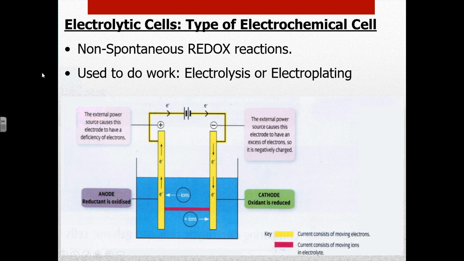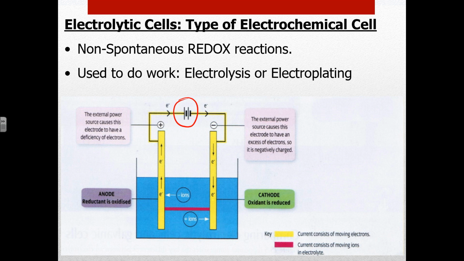So we've reached the end. This is the very last screencast for the year, and it's going to be on electrolytic cells. Electrolytic cells are a type of electrochemical cell. And what we're going to be doing is using a battery to supply power to make an otherwise non-spontaneous redox reaction occur.